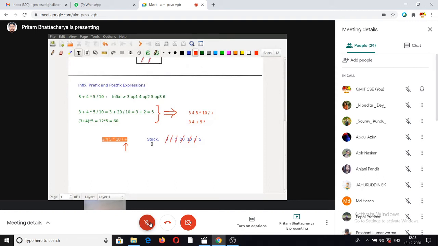In fact, that is one of the advantages. It's much more efficient for a machine to do. You don't really need parentheses because, let's understand the difference here.